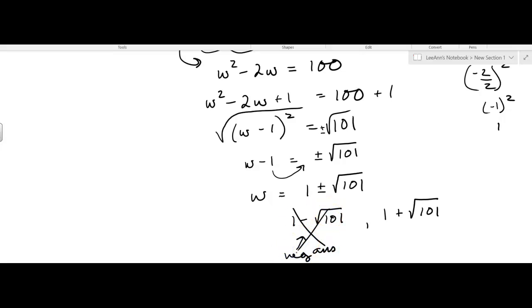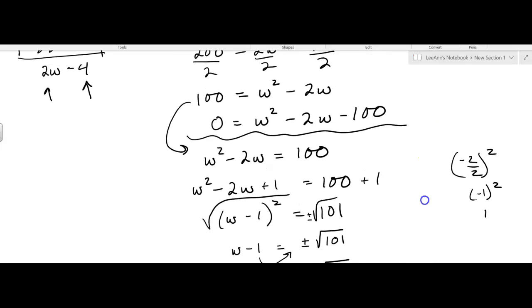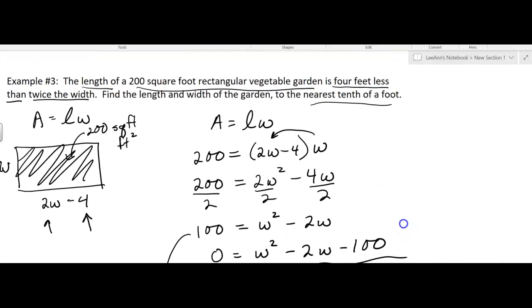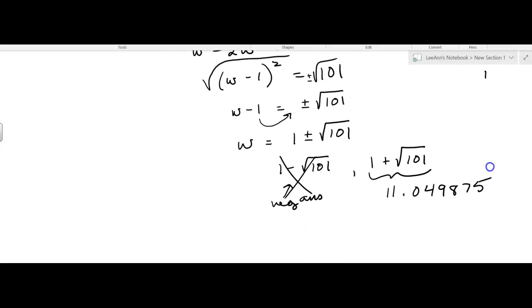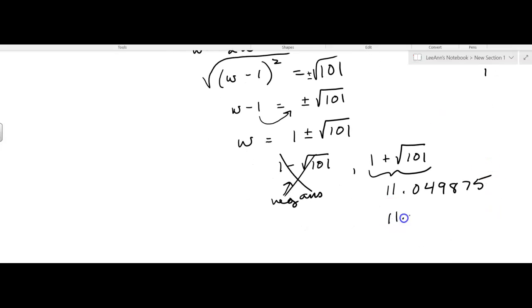You can put it in your calculator, but it's going to be negative, and we need the width to be positive. So now what I really want to know is, what is 1 plus the square root of 101 to the nearest, I think, 10th they want it. So I take my calculator and I type in 1 plus the square root of 101. And I get 11.049875, something like that. I'm pretty sure it said round to the nearest 10th, but let me go back and look. To the nearest 10th of a foot. All right. So I'm going to say it's just 11.0 then.